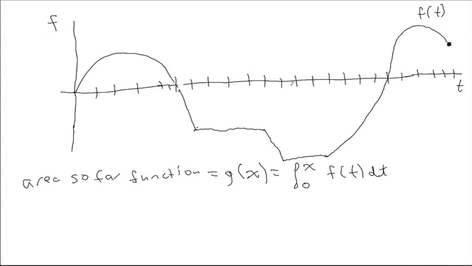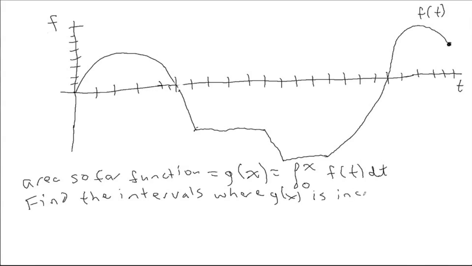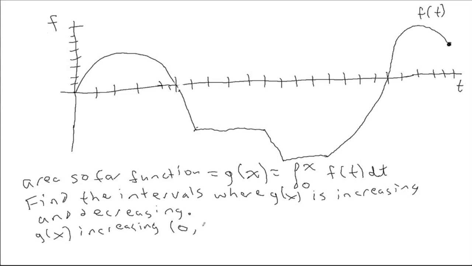So these are all hash marks of 1. Okay. So g of x is increasing from 0 to 5, and from 18 to 23.